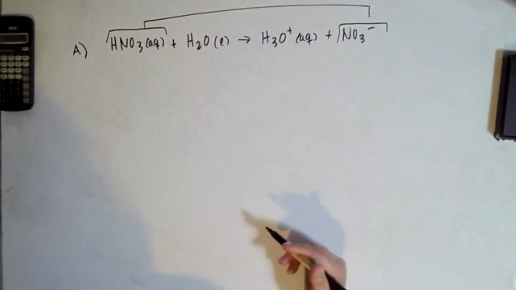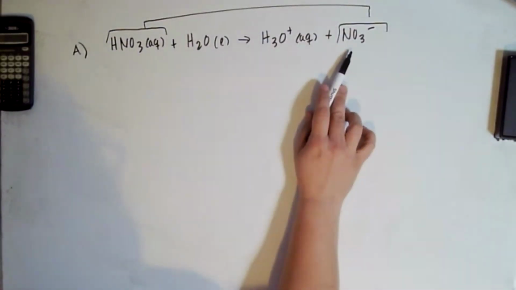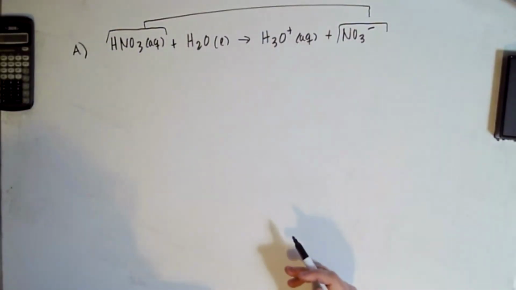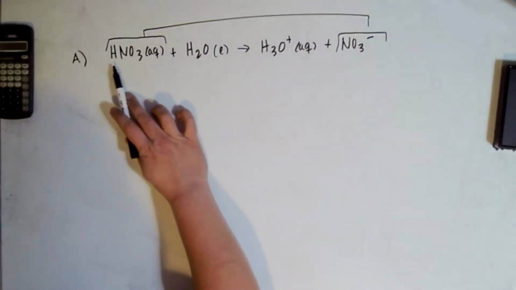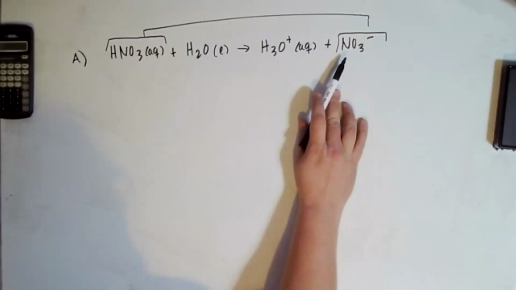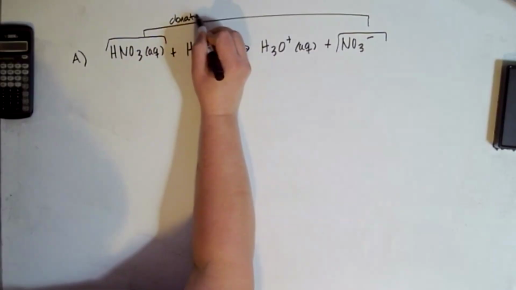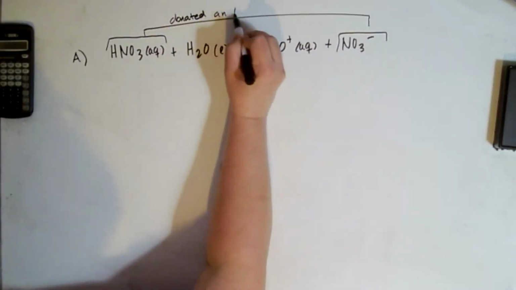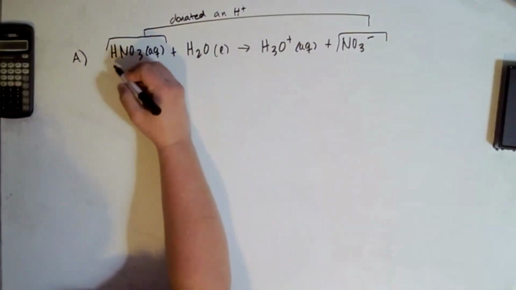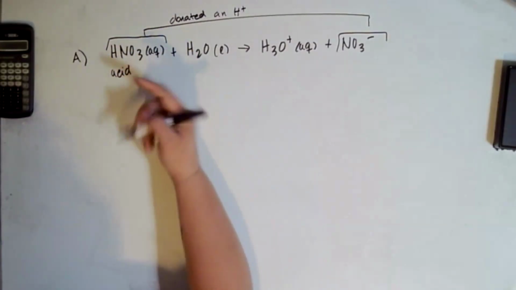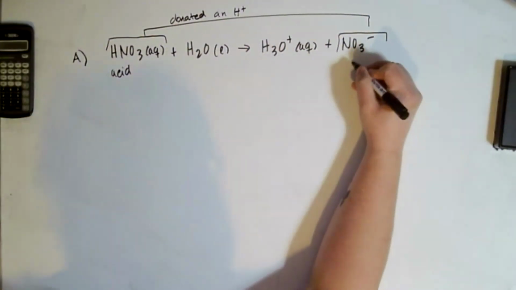Okay. And then we can ask ourselves, for HNO3 to turn into NO3 minus, what happened to it? Did it gain a proton or did it lose a proton? And clearly it has the H here and it doesn't have it here. So it lost a proton. It donated an H plus. And when something donates an H plus, that's going to be the definition of an acid. If this is an acid, then its pair is going to be a conjugate base.